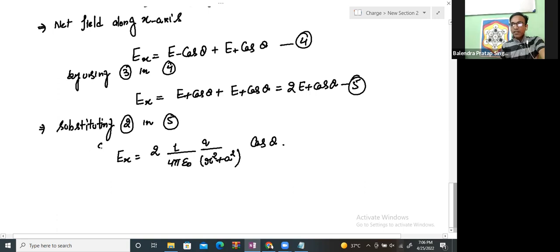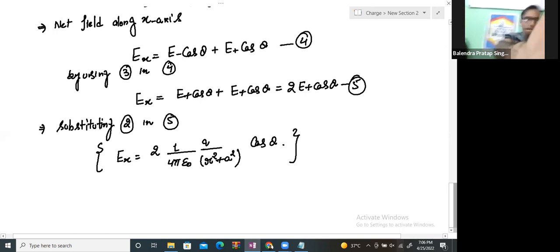This is your electric field, but we have one unknown parameter, that is theta. We want to exclude theta from this equation. So for that we have to find the value of cos theta. We can easily find the value of cos theta. How can we find it?